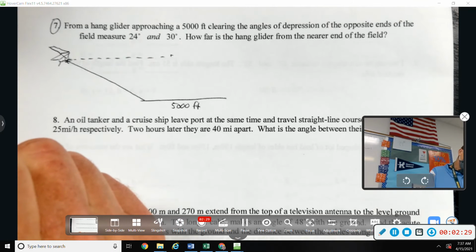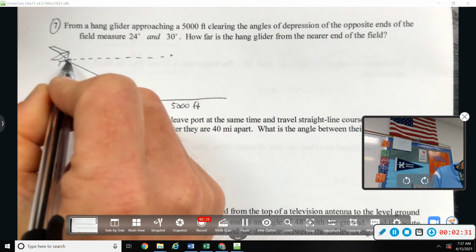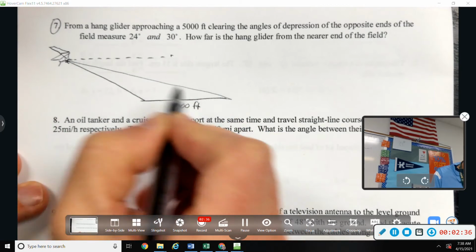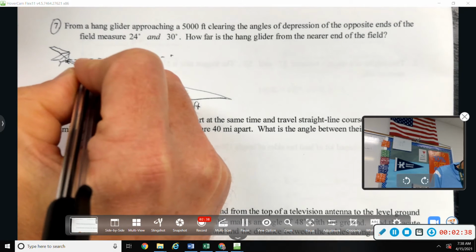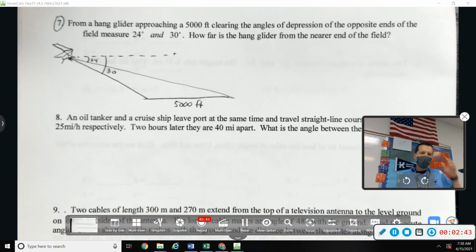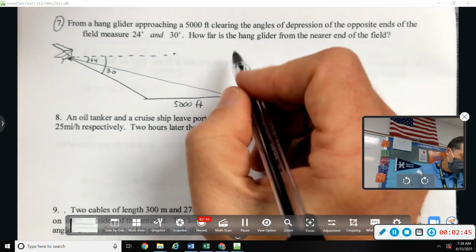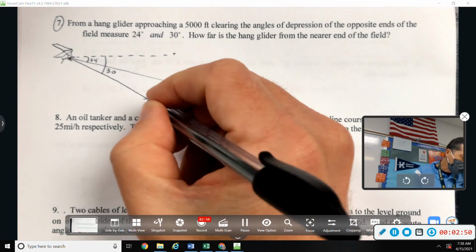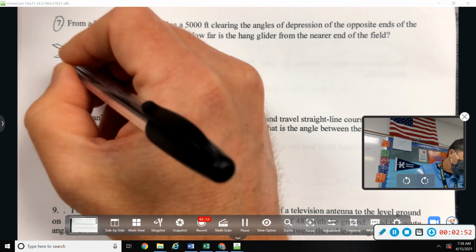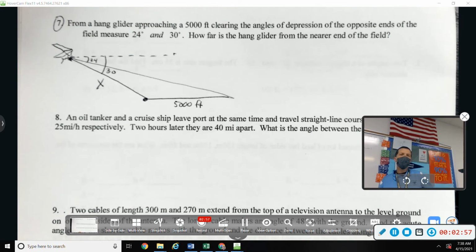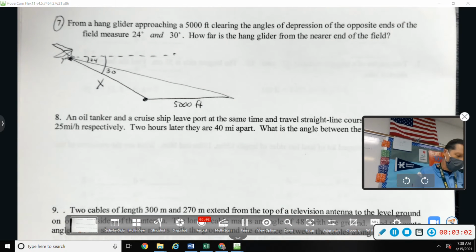So the opposite ends of the fields are 24 and 30. So the small one's 24 and the big one's 30. So the inside is 6, if that matters. We'll see. How far is the hang glider from the nearer end of the field? So I think it wants that distance, because it doesn't say along the ground or how high up in the air is he. It's just how far is the hang glider from the near end of the field.